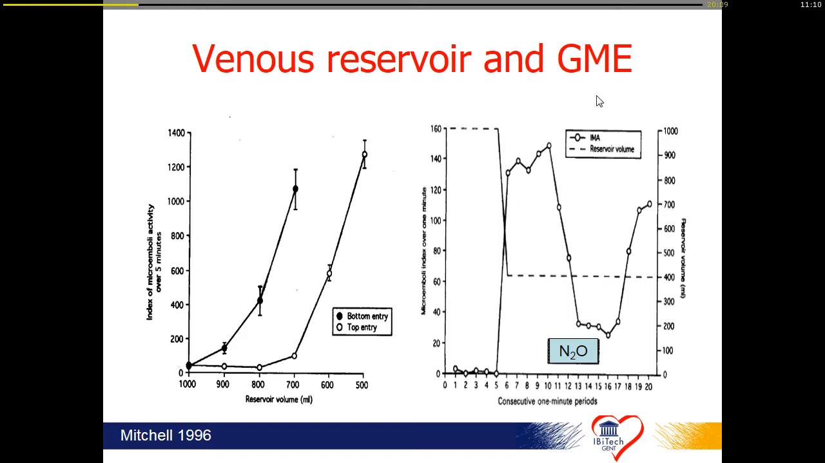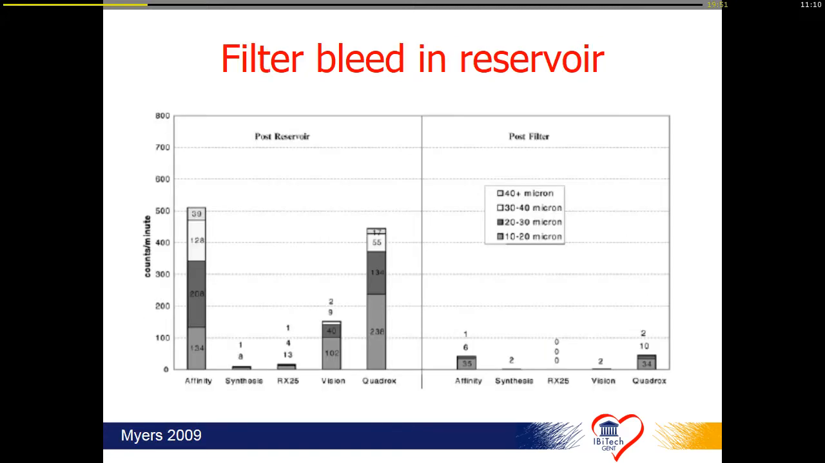But then if you use a different gas, for example nitric oxide, then you can see that here the counts go down again. So it's not only the gas by itself, but it's also the composition of the bubble, which will be extremely important, and that's very difficult to investigate.